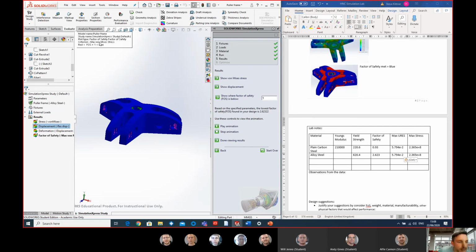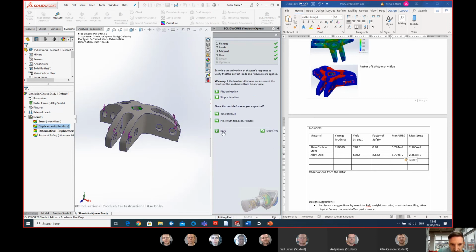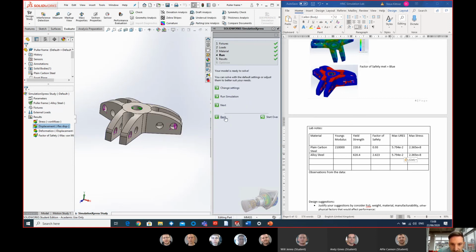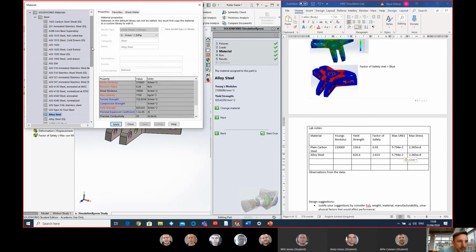Okay, let's go back. Let's try another material. I'm going to see if I can go back this time, save having to do everything. Change material. Should we do a stainless steel? Let's do this American 304, which I believe is a stainless.